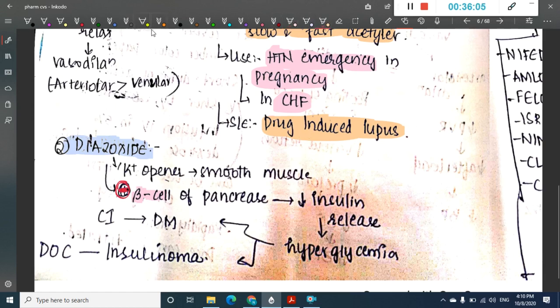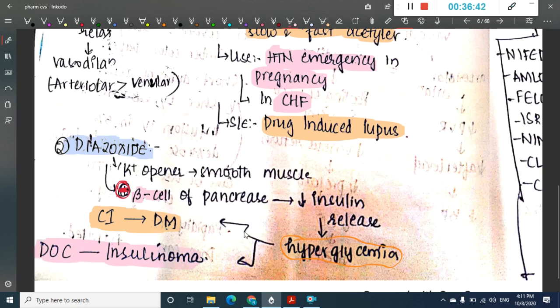Whenever there is decreased insulin release from the pancreas, this leads to hyperglycemia, because glucose cannot enter the cells. Because it causes hyperglycemia as a side effect, it is contraindicated in diabetes mellitus, because in diabetes mellitus there is already hyperglycemia and insulin deficiency. Diazoxide will decrease the insulin further, so we should not give this in diabetes mellitus. And diazoxide is the drug of choice for insulinoma, because of this decreased insulin release.